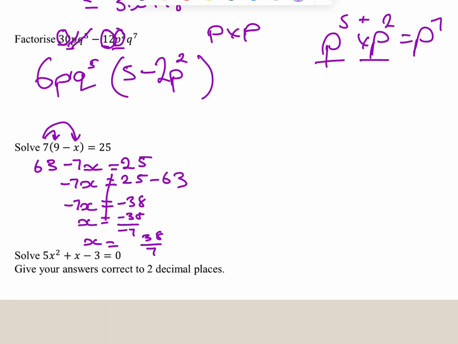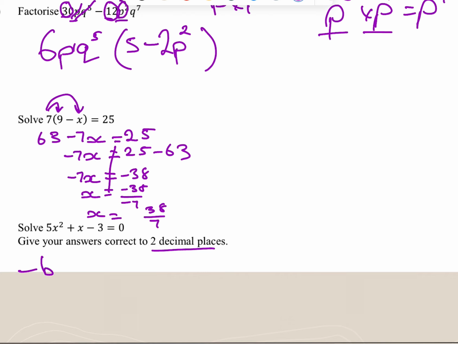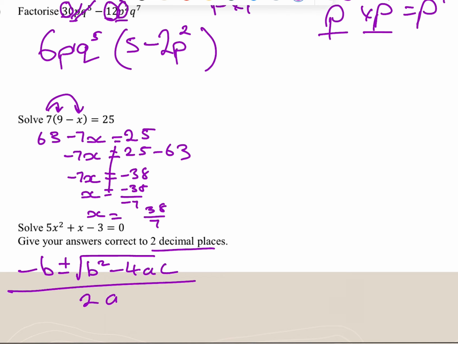Right, and then this last question over here, in this section, we've got a quadratic and it says 2 decimal places. So that's probably telling you need to use the quadratic formula, which is minus b plus or minus the square root of b squared minus 4ac all over 2a. So in this question, you know that a is 5, b is just 1, and c is negative 3. So if we're going to put this into the formula, what are we going to have? So we're going to have negative 1.